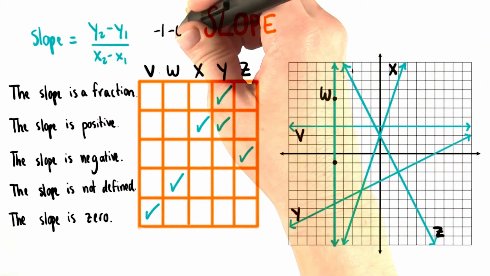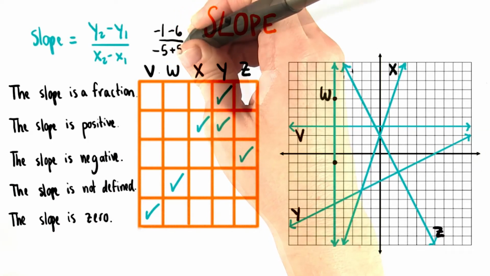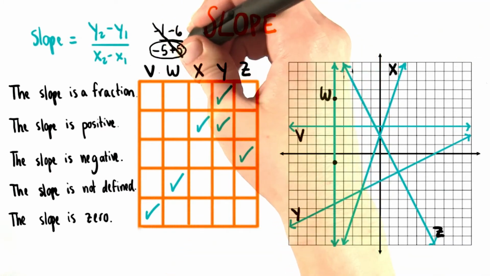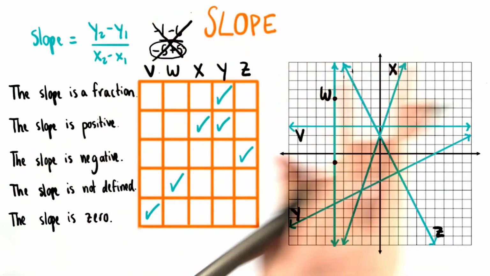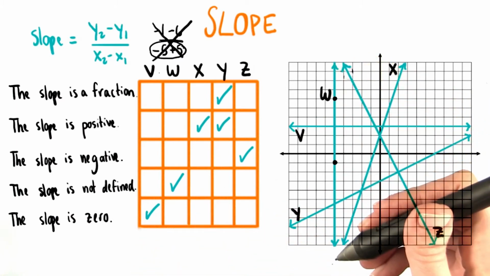Then we have (-1 minus 6) over (-5 plus 5). But this quantity on the bottom is going to give us 0. And we know that we can't divide by 0. That is just not allowed, at least not for right now. So what we say is that this slope is undefined.